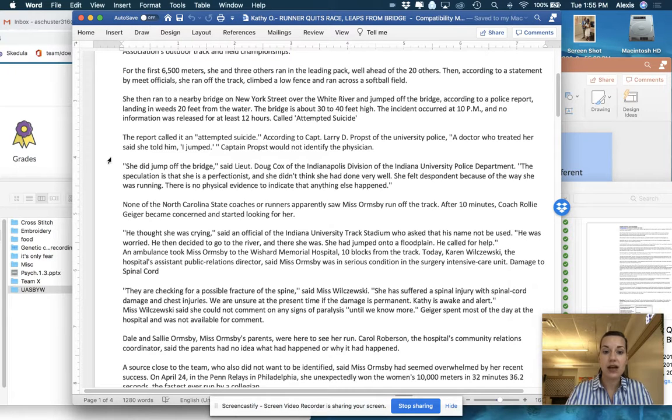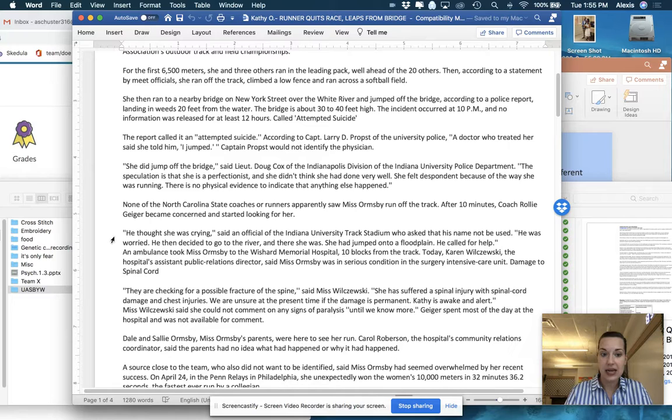None of the North Carolina State coaches apparently saw Miss Ormsby run off the track. After 10 minutes, Coach Raleigh Geiger became concerned and started looking for her. He thought she was crying, said an official of the Indiana University track stadium who asked that his name not be used. He was worried. He then decided to go to the river, and there she was. She jumped onto a floodplain. He called for help. An ambulance took Miss Ormsby to the Wishart Memorial Hospital 10 blocks from the track.